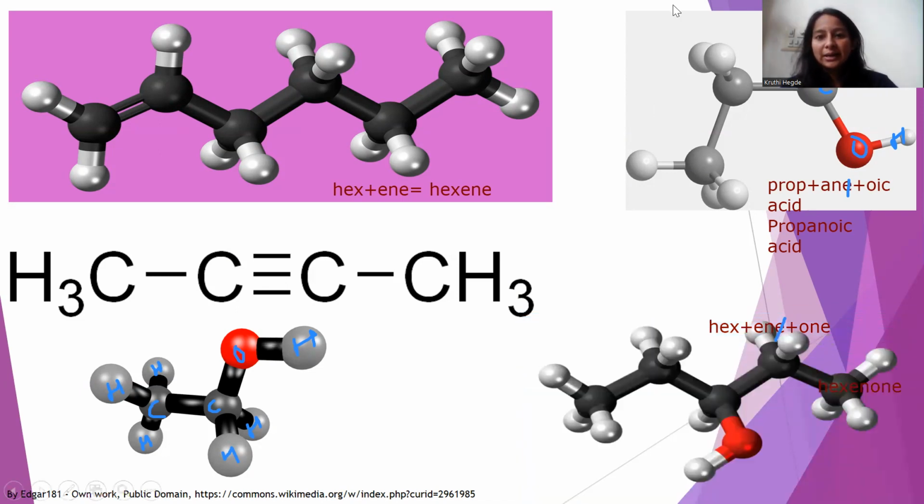So here is another image. Another image. You can try naming it. Find out number of carbon atoms. So how many atoms are there? One carbon, another carbon, third one, fourth one, fifth one. Okay, 5 carbon.